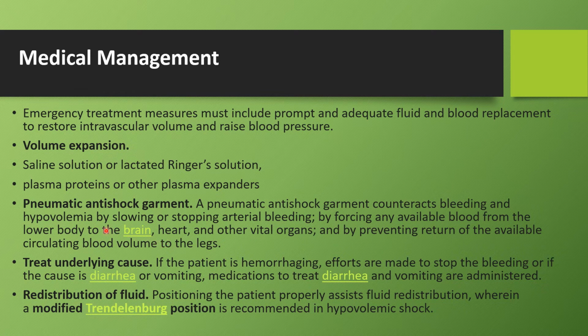This anti-shock garment compresses the body part and pushes the blood from all over the body, especially to circulate to the brain, heart, and other vital organs, and thereby prevents the available circulating blood volume from returning to the legs. So if the person is wearing this type of anti-shock garment, it will compress the body and circulate the blood to the brain, heart, and other vital organs. It prevents stagnation of blood in one place, especially in the lower body part.